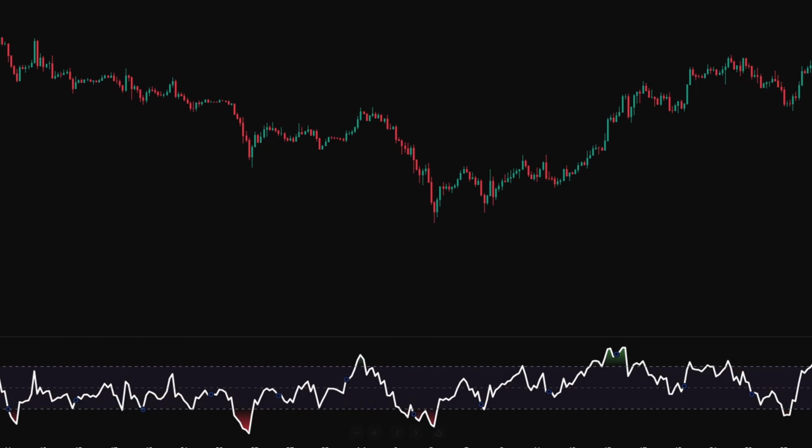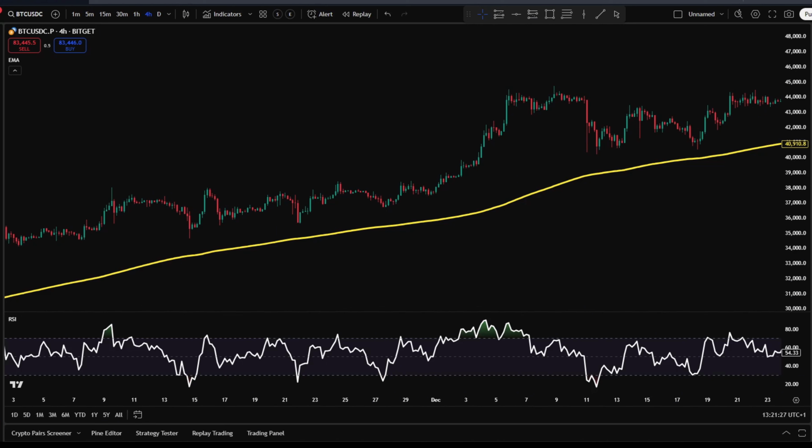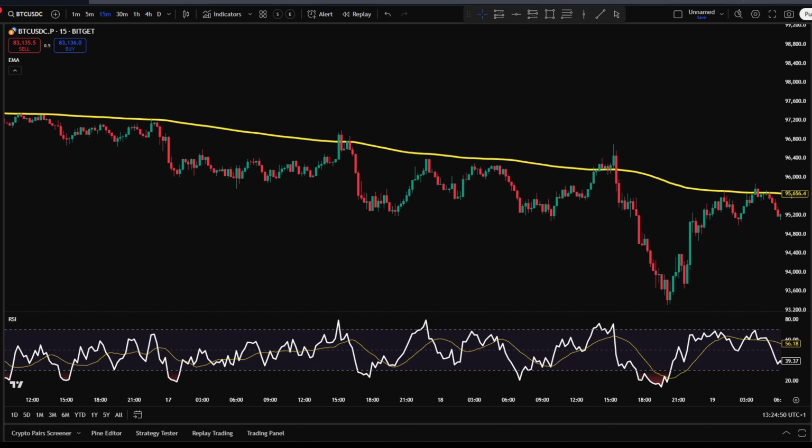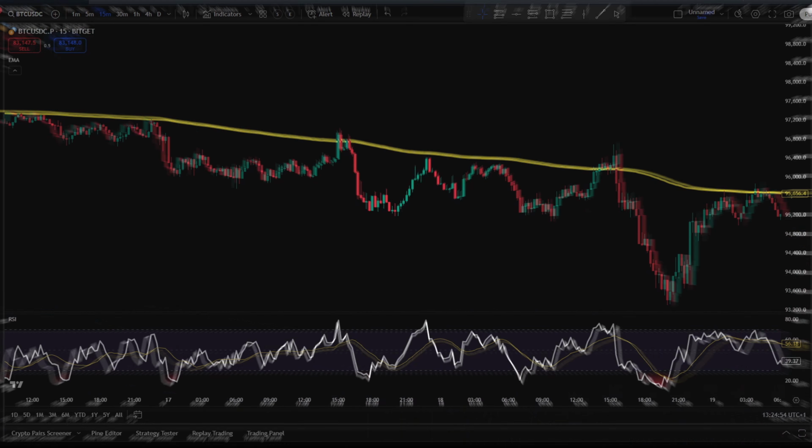Step 2, we need a trend confirmation. For that, I use the 200 EMA. Simple rule, if the price is above the EMA, we only look for long trades. Now let's put it all together. When the RSI is oversold and the price is above the 200 EMA, we have a potential long opportunity. Now, the opposite. When the RSI is overbought and the price is below the 200 EMA, we sell.